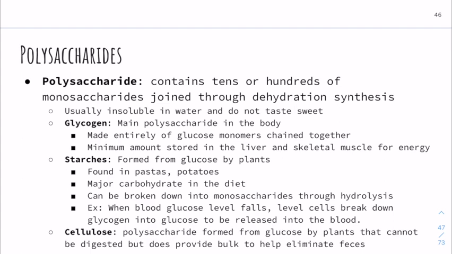So marathon runners tend to eat a big pasta dinner the night before they race. They're trying to store up as much glycogen as they can to keep running for those 26.2 miles.